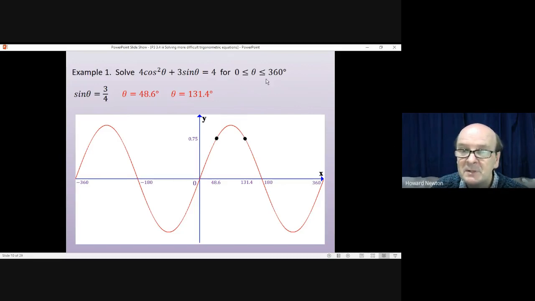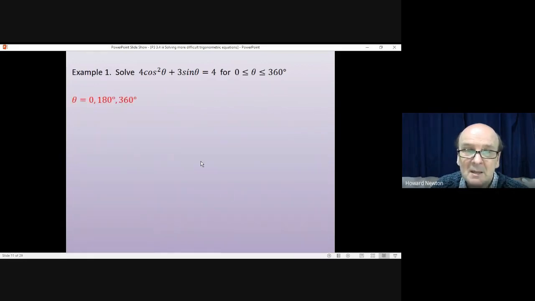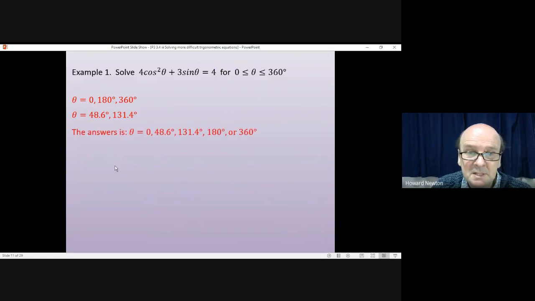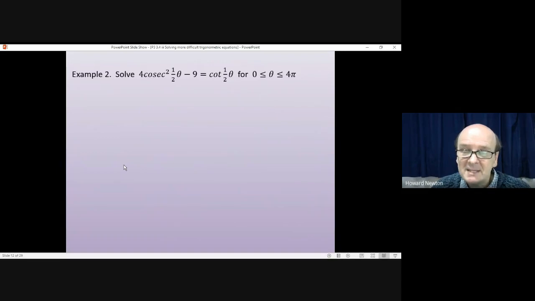So in the range we've been given, those are clearly the only 2 solutions. So we can now say there were 3 solutions for theta equals 0, 180 and 360, and then 2 solutions when sine theta was equal to 3/4, which are 48.6 and 131.4. It's normal to write the answers in order from smallest to biggest. So the best way to write the answer down would be: theta could be any of those values heading upwards.